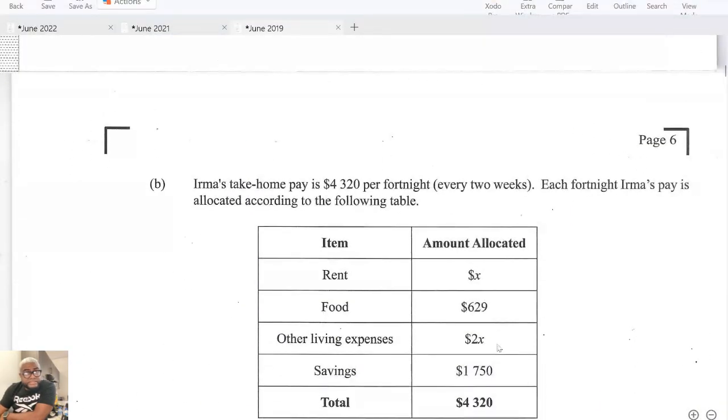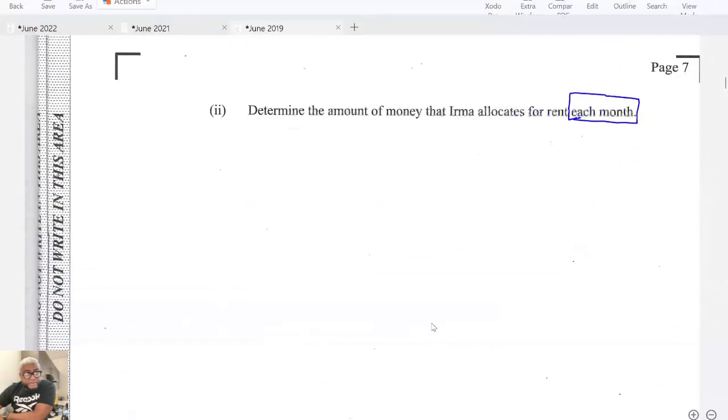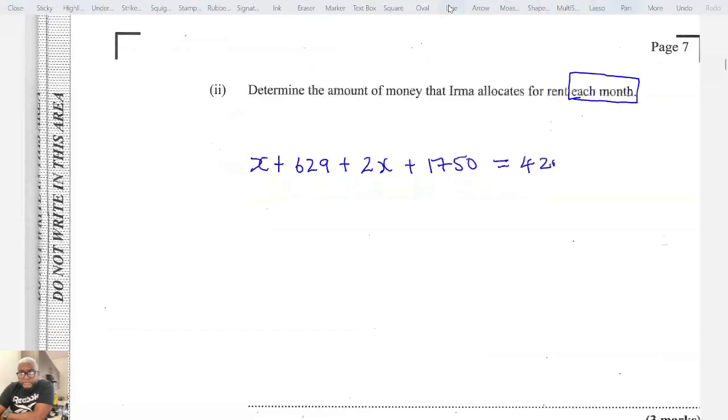X plus 629. All right, so it'll be x plus 629 plus 2x plus 1750 is equal to 4320.